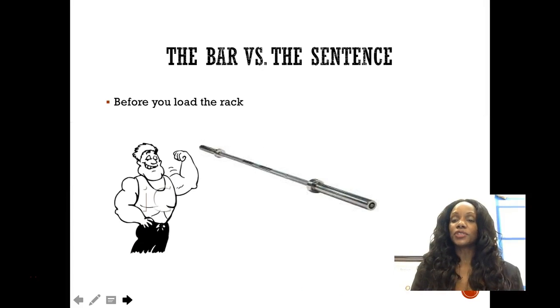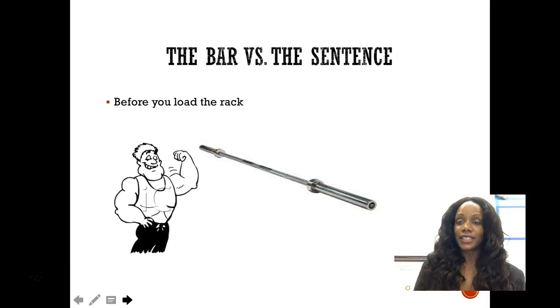Now, I want you to think about the bar at the gym, and I want you to think about a sentence and think of them synonymously. What I mean by that is the bar is our starting point. Just like in a sentence, we have a starting point, our subject and our verb. And we have to create balance. It's the strongest part of the sentence. We can't lift weights without the bar, when you're doing free weights at least, and you can't have a sentence without your subject and your verb.